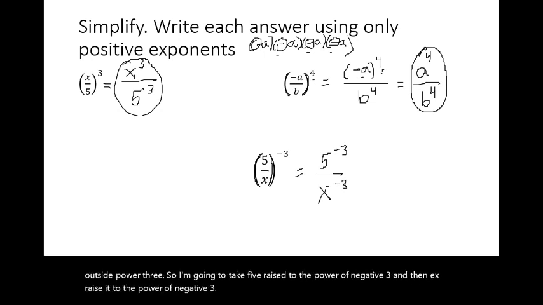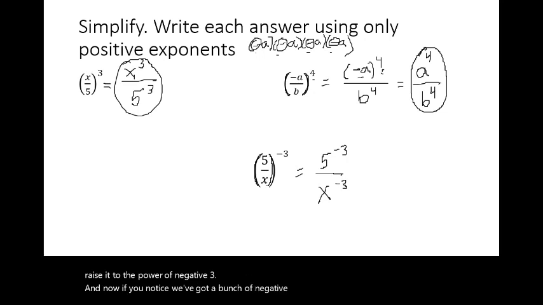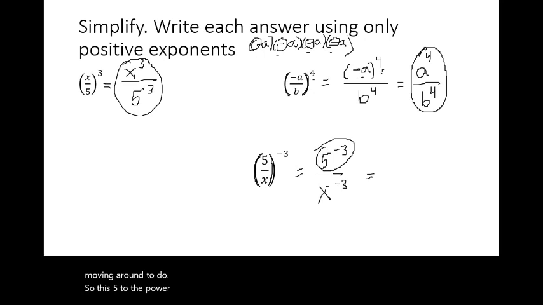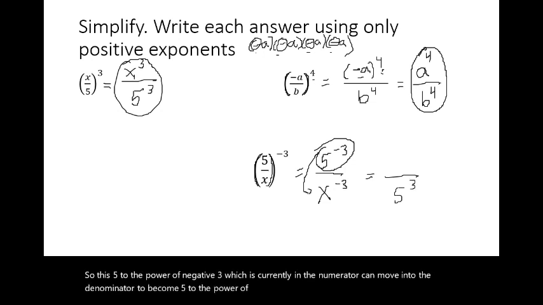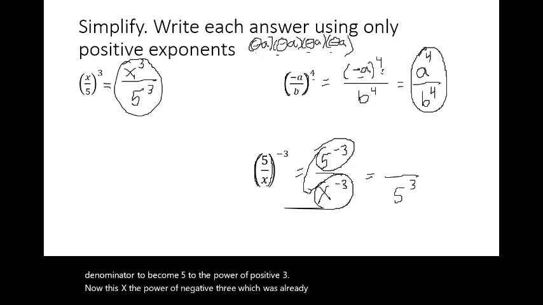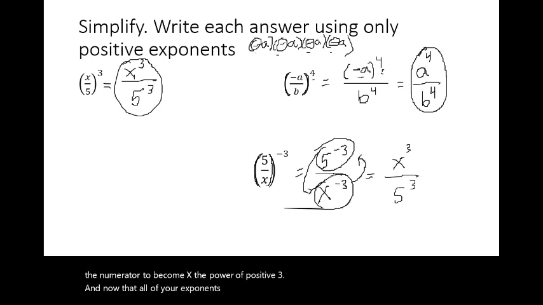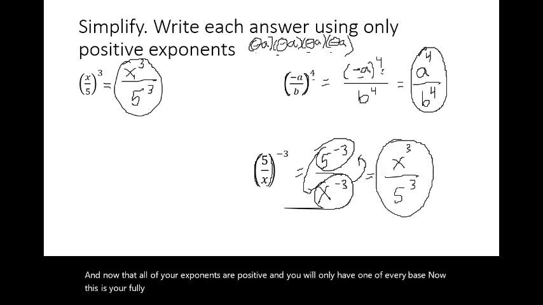And now if you notice, we've got a bunch of negative exponents, so we've got a whole ton of moving around to do. This 5 to the power of negative 3, which is currently in the numerator, can move into the denominator to become 5 to the power of positive 3. Now this x to the power of negative 3, which was already in the denominator, needs to move to the numerator to become x to the power of positive 3. And now that all of your exponents are positive and you only have one of every base, this is your fully simplified final answer.